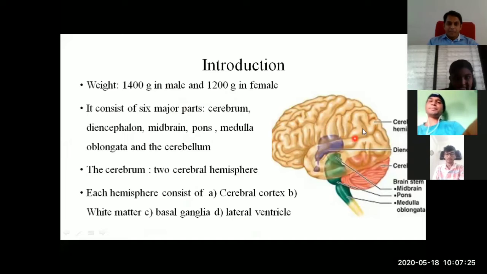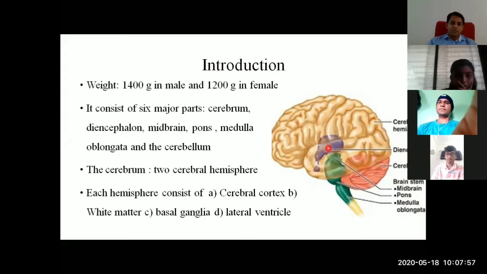Okay, the brain actually consists of six major parts. It consists of the cerebrum. In its core, it has the diencephalon. So what does diencephalon mean? It has the thalamus, hypothalamus, subthalamus, metathalamus, and epithalamus. Thalamus is basically a relay center for all the sensory information. So I call the thalamus the PA of the cerebrum.